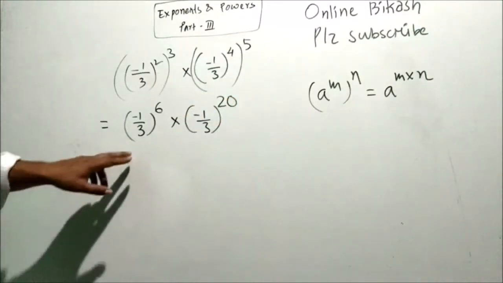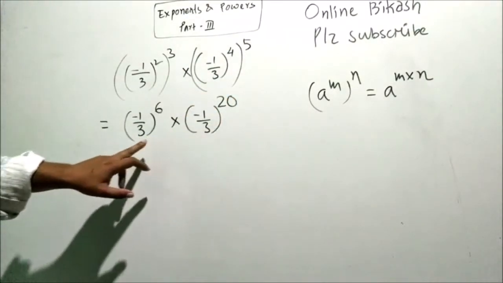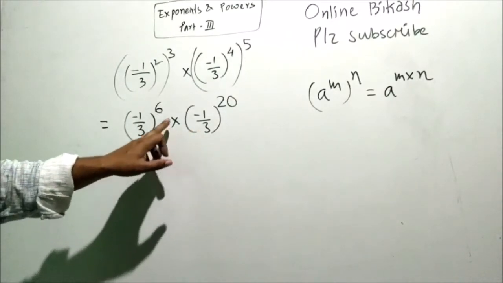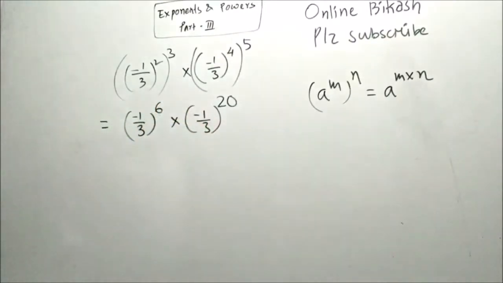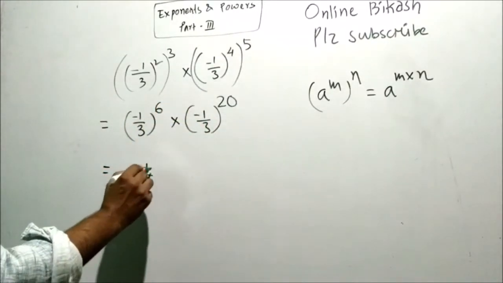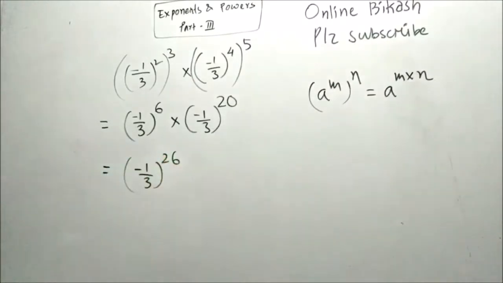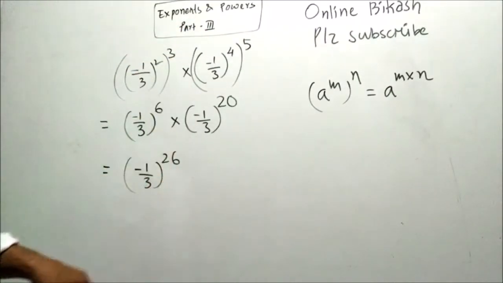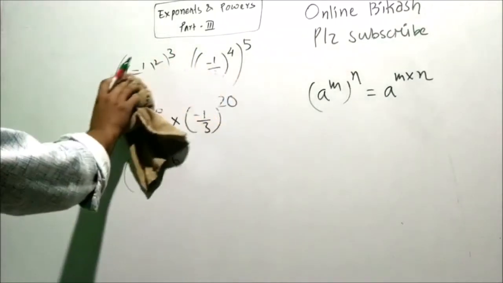Now we see the bases are same here. Here it is minus 1 by 3, and here it is also minus 1 by 3. Same bases and they are multiplied, so the powers will be added. So minus 1 by 3 whole to the power 26. This is the answer, the simplified form of this question. We have expressed this with a single exponent. Okay, is it clear? Now let us take another one where we will simplify.